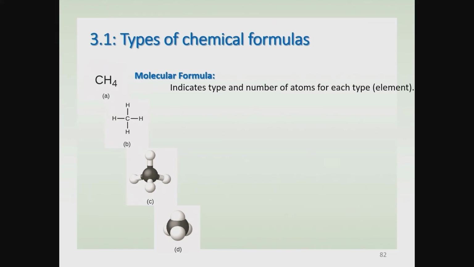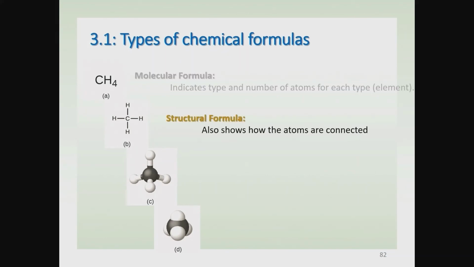The molecular formula tells you with subscripts, the small number on the bottom right, how many atoms you have for each element. So here is the molecular formula for methane, which is CH4. Again, we have 4 hydrogen atoms with the carbon. With B, we have a structural formula. That just shows you with lines how the carbons and the hydrogens are connected by bonds.